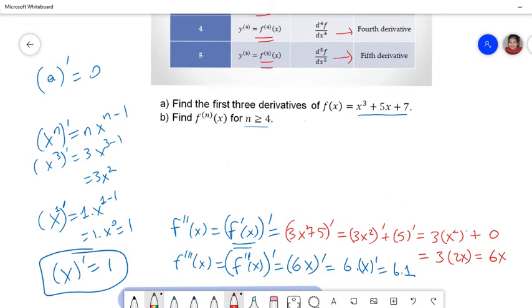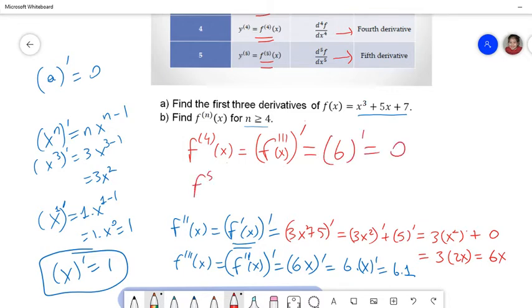When it comes to the fourth derivative of f, it will be equal to the derivative of the third derivative. The third derivative is 6, and the derivative of 6 is 0. Then if you take the fifth one, it will be the derivative of the fourth derivative, which is the derivative of 0, which is 0 because it's constant.